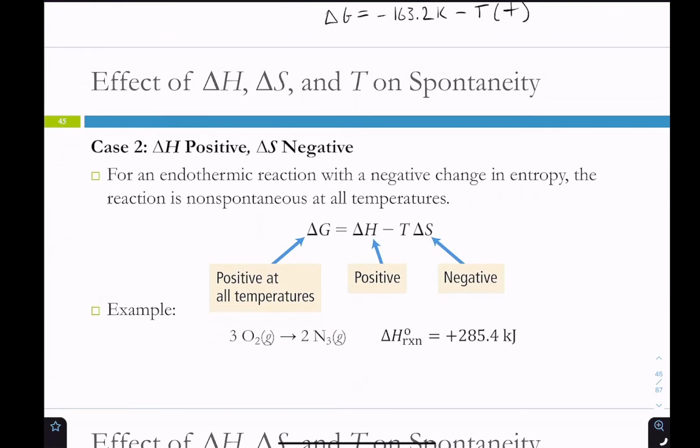For case number 2, now we have delta H is positive, delta S is negative. So we've flipped both of the signs. So now we have an endothermic reaction and a negative change in entropy. And again, we've got gases reacting.